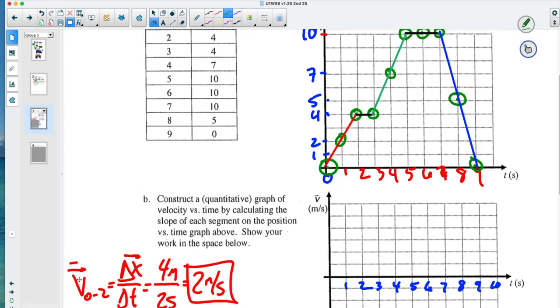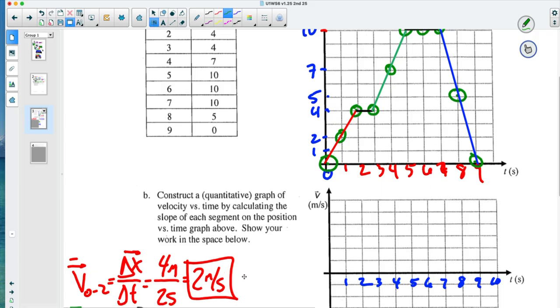Well, you guys already know that the velocity is the change in position divided by change in time, but we're specifically looking from 0 to 2 seconds. So we're taking that slope from there. Because it traveled from 0 to 4 meters, and it took 2 seconds to do that. That's 4 meters divided by 2 seconds, 2 meters per second.